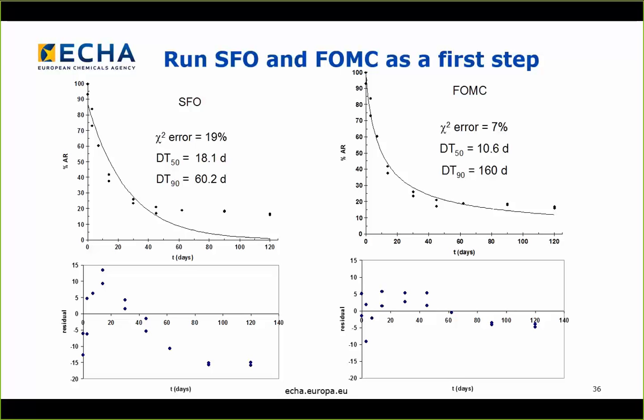We have a relatively poor fit to our SFO model. Systematic deviations, your model is systematically deviating from your experimental data. Your FOMC fit is a lot better. There's a lot closer match between your kinetic model and your experimental data, and the residuals are smaller and more evenly scattered.